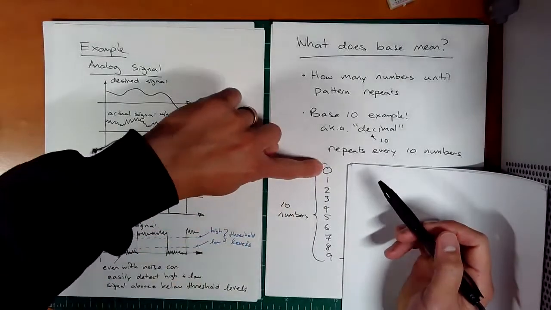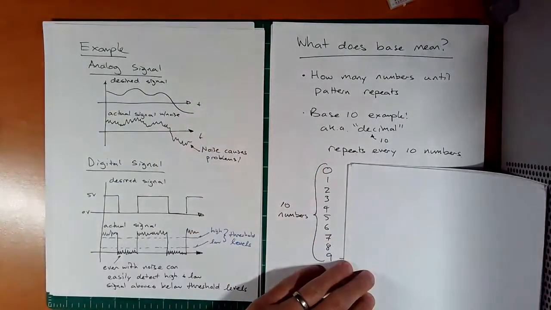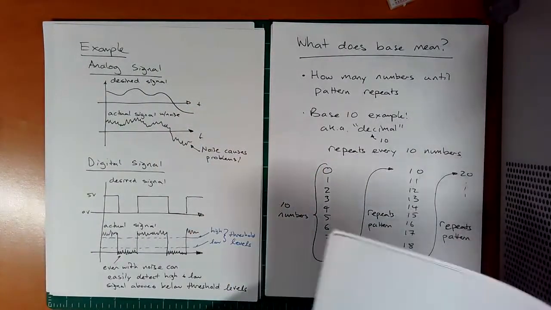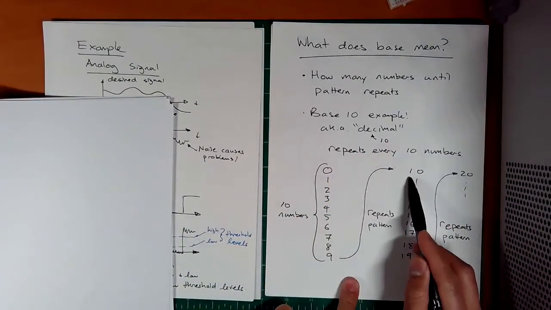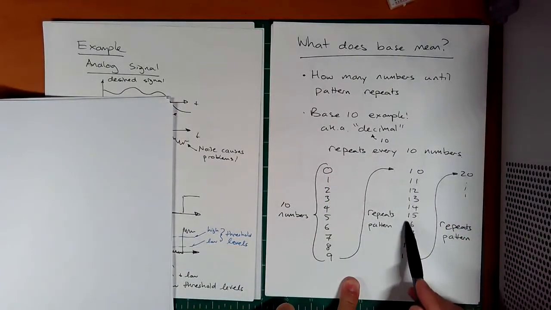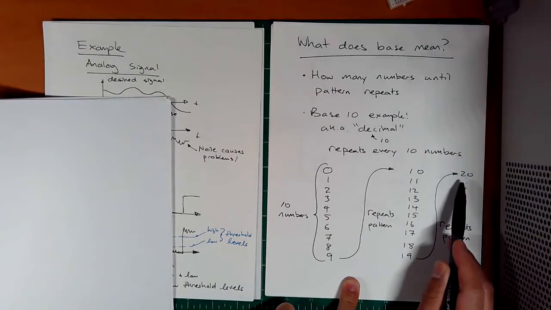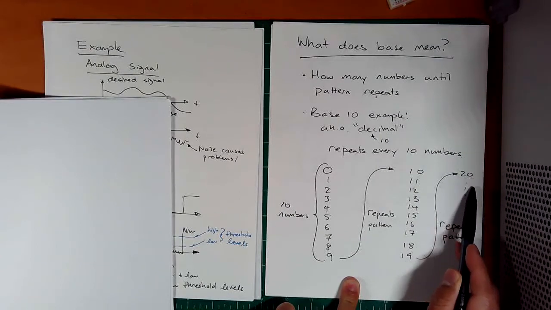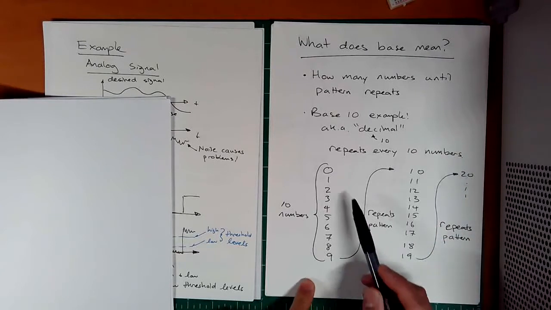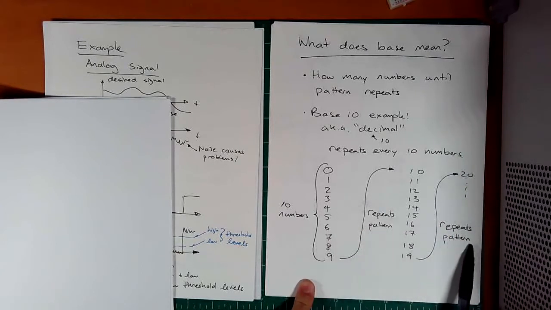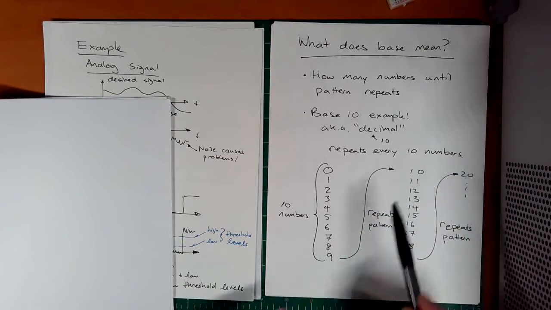Okay, so what do we have here? 0 through 9, and then what do we get next? We get a repeating pattern, 0 through 9, but then we add a 1 here. So we get 10, 11, so on and so forth. And then you notice when we get to the 20s, it's the same thing, 0 through 9, but then again, we add a 2 here, okay? So you can see the pattern repeats after every 10 numbers, all right?